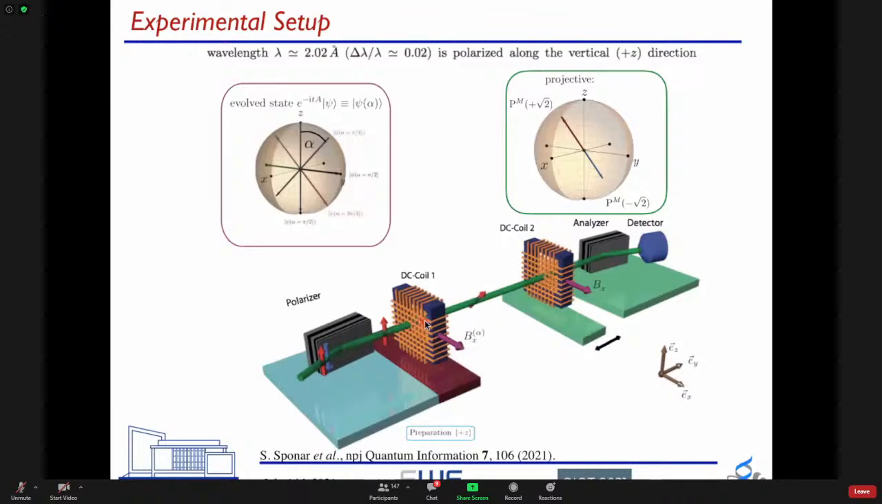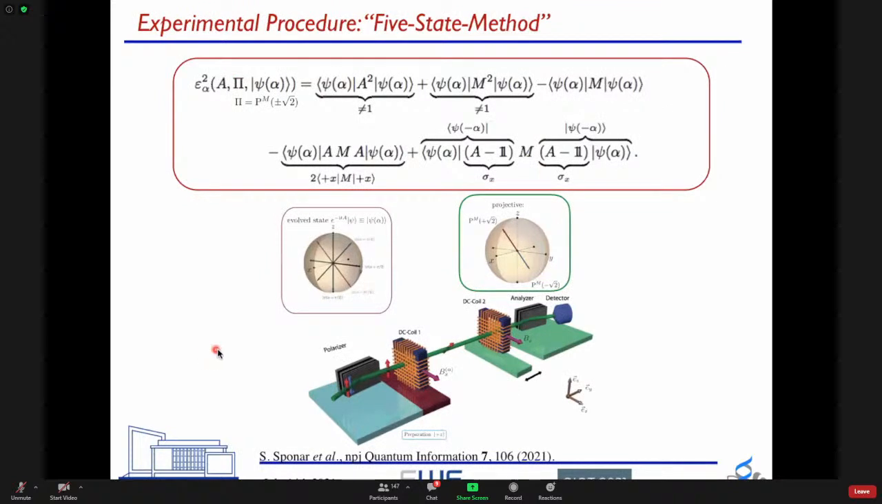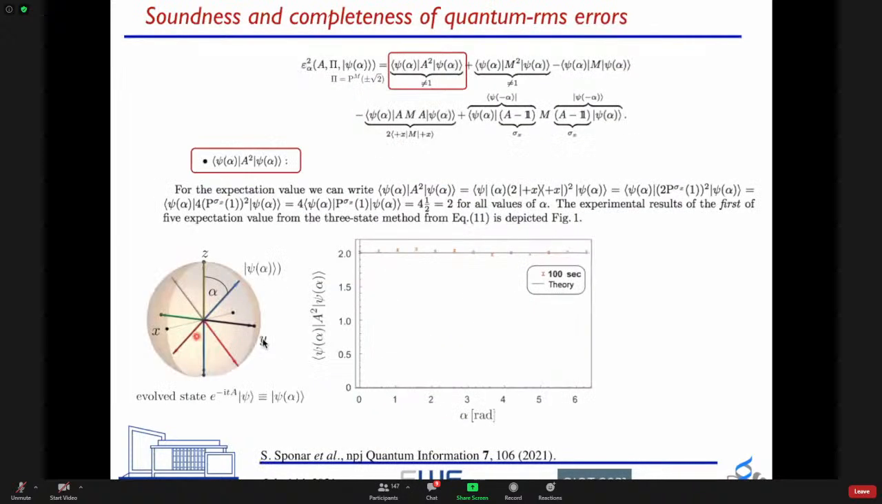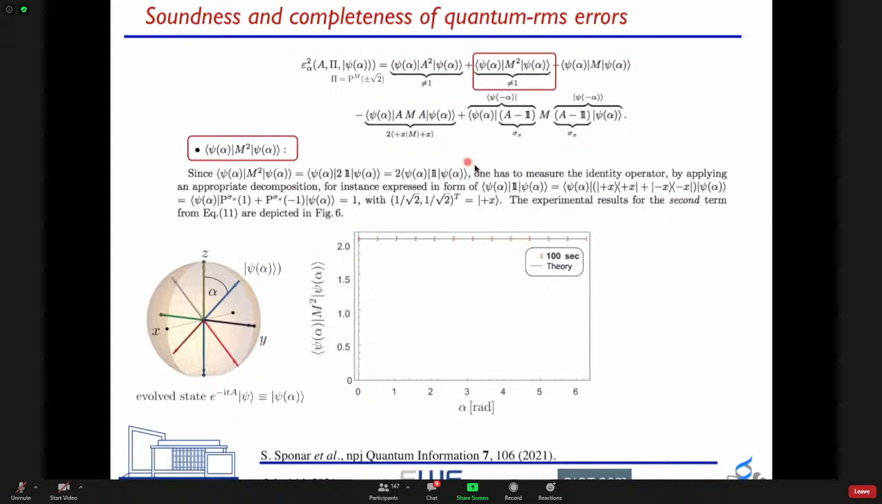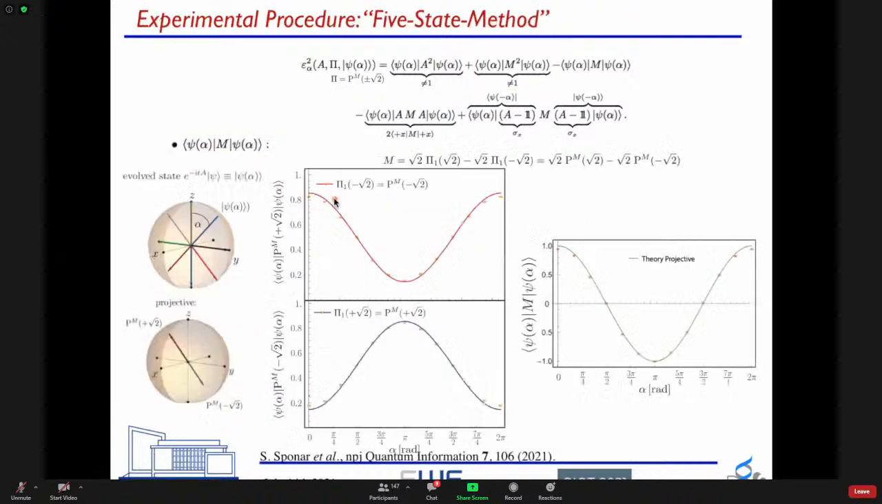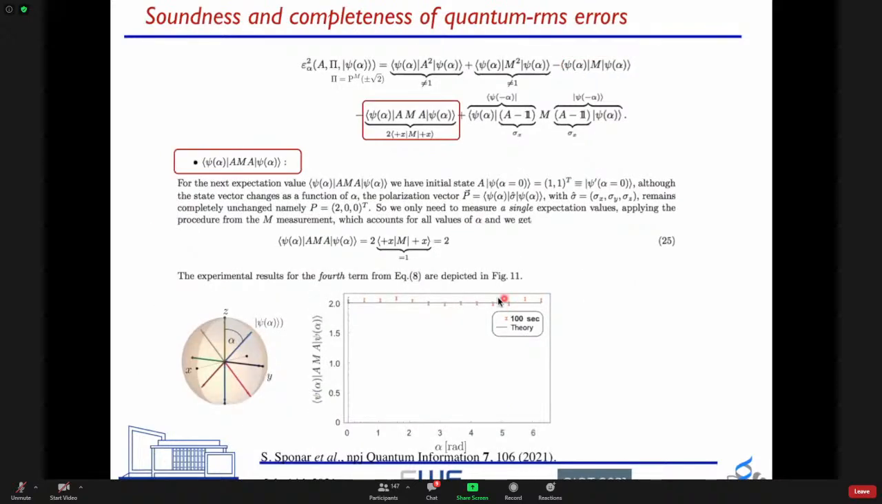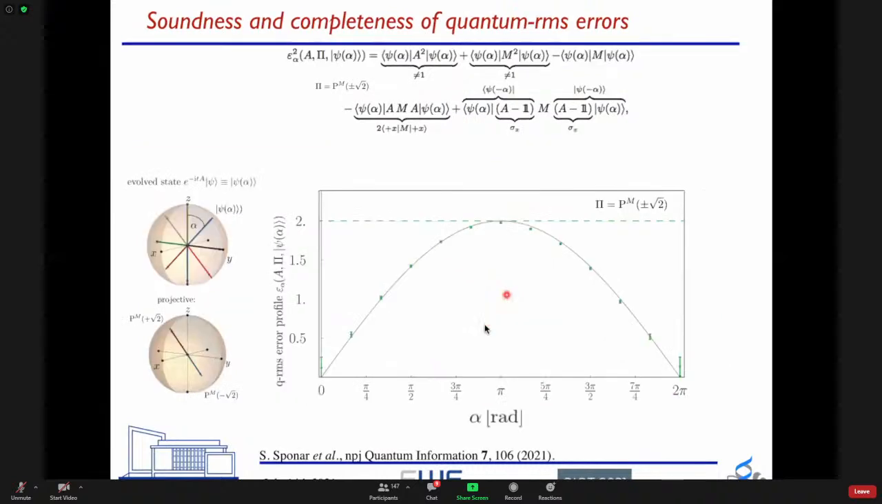Again, this is our setup. It's a little bit simpler in this case because now we are only investigating the error. And yeah, I will not go too much into detail. Here, what we do is measure all these terms. It's simply here we have to measure the projector onto plus x for all our initial states. Here we have to measure identity, and the other ones are the projective measurements of our observable M along these directions. And if we sum up all these terms, so just go to the end, then we get this.